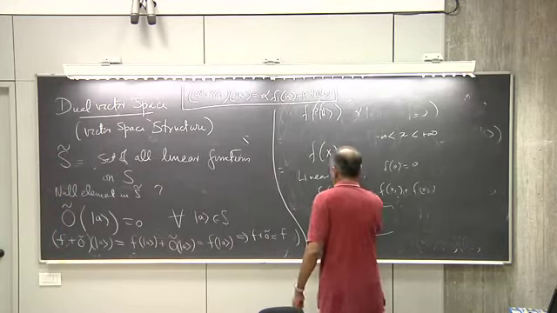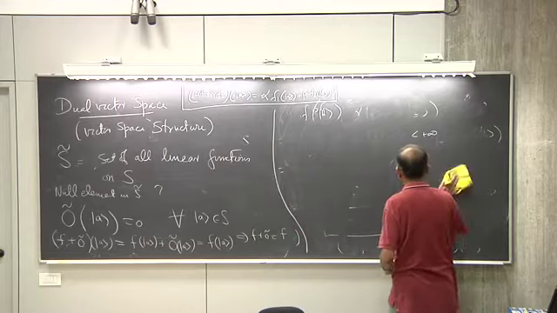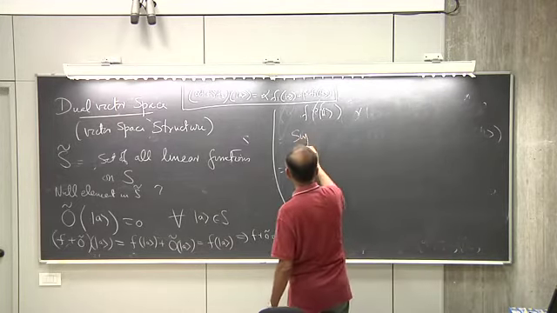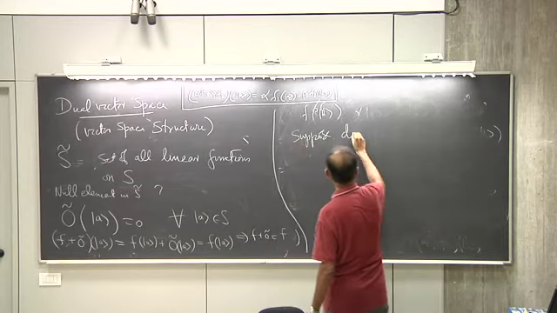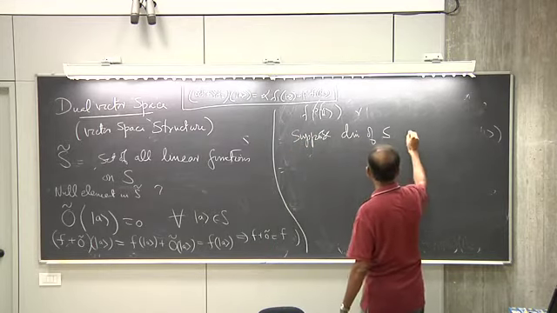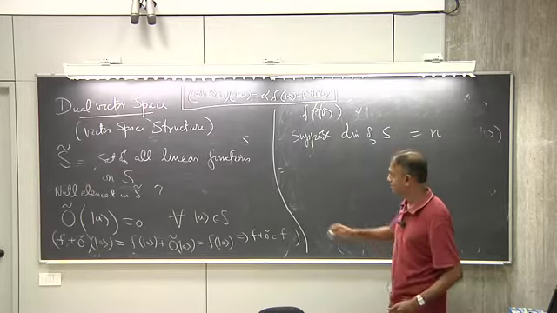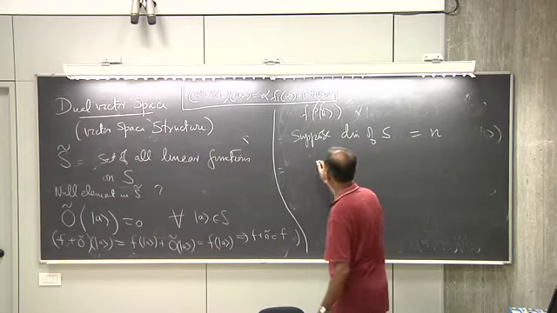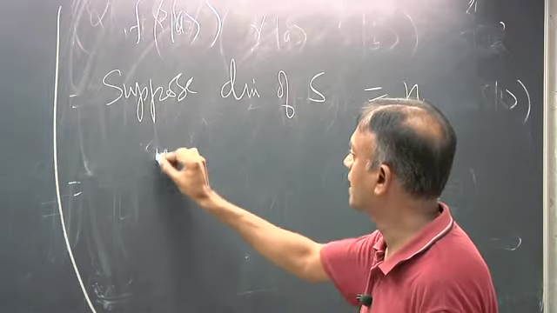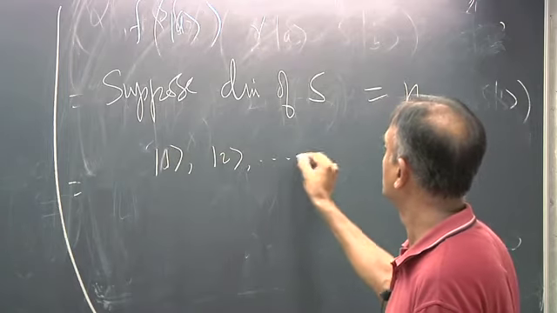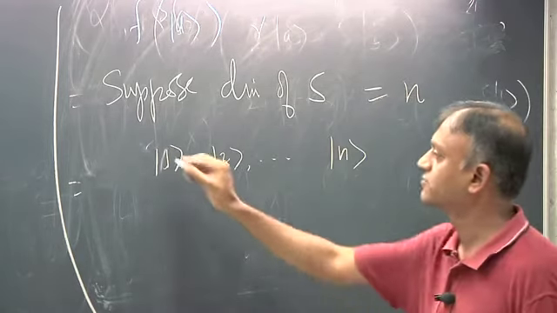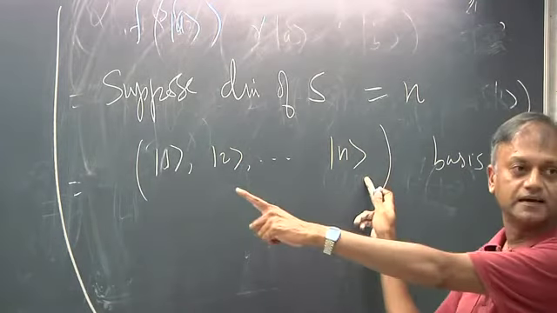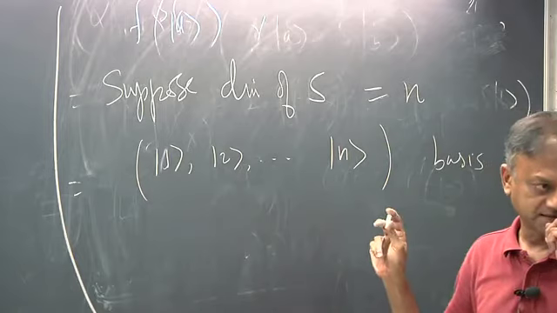Okay, so now let's see. What is the dimension of this? Let's suppose the dimension of S, the original vector space, is n. That means I can choose a basis here, which I denote by e1, e2, ..., en. So this forms a basis. A set of n linearly independent vectors will form a basis of S. Okay.